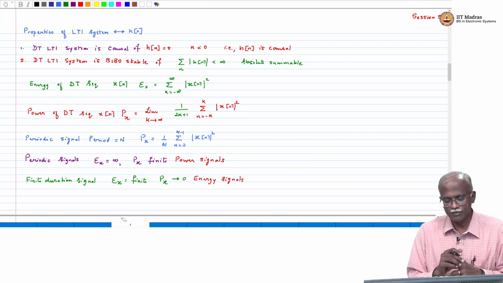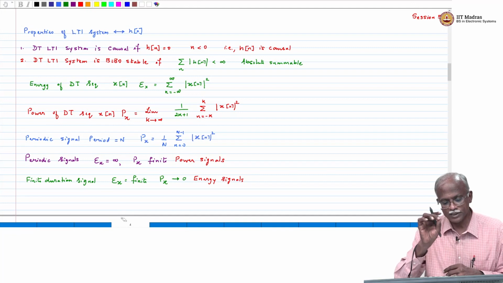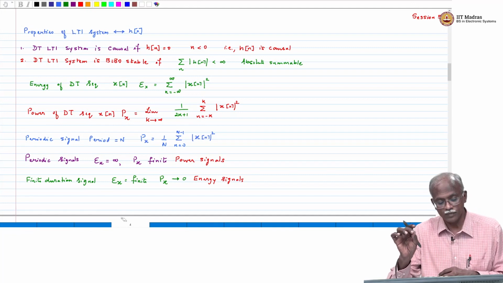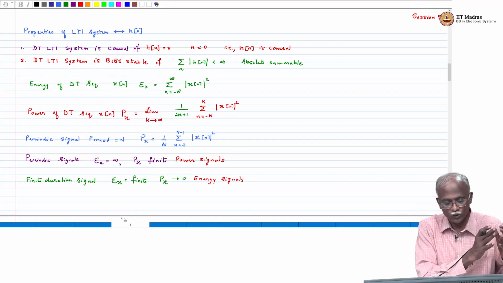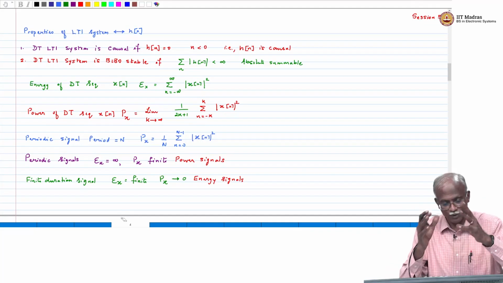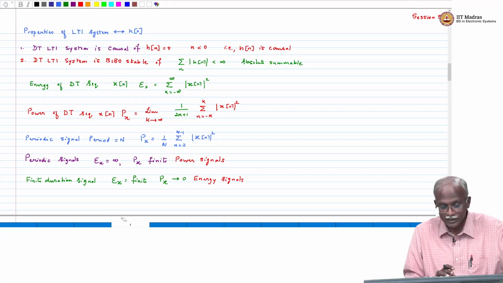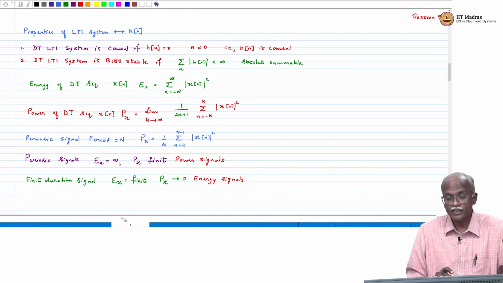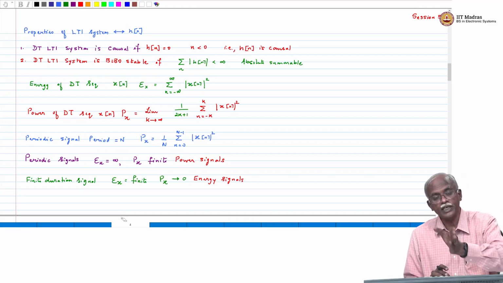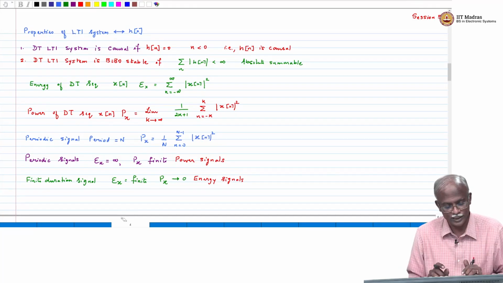Then there were a number of results with respect to the properties of LTI systems. Let me just summarize them for you. An LTI system is said to be causal if its impulse response is causal. So an LTI system is characterized by the impulse response h[n]. The LTI system is causal if h[n] is causal. Similarly, an LTI system is BIBO stable if the impulse response is absolutely summable.